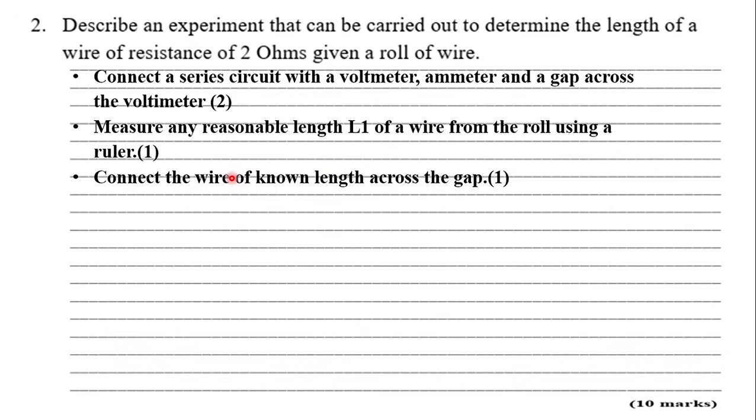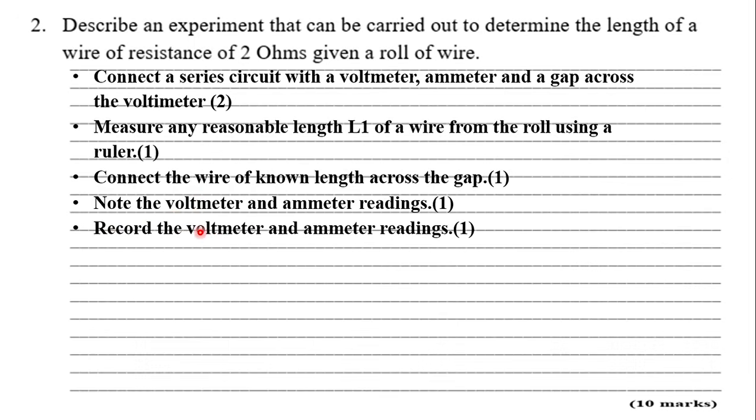So connect the wire of known length across the gap, and then note the voltmeter and the ammeter readings. Note does not mean record. You are simply looking at the readings, that's noting. Then you record the voltmeter and the ammeter readings, so 1 mark each.